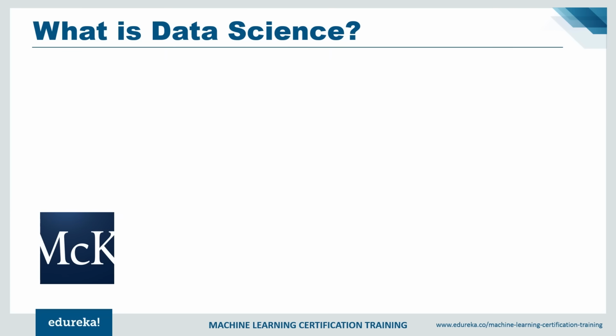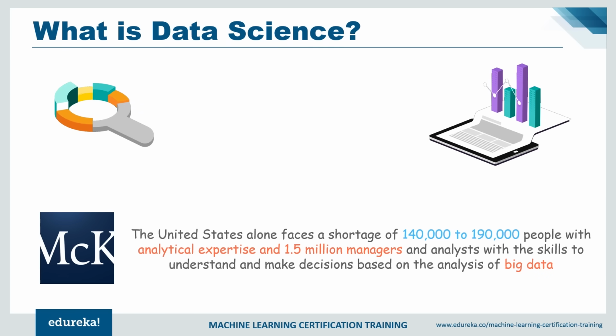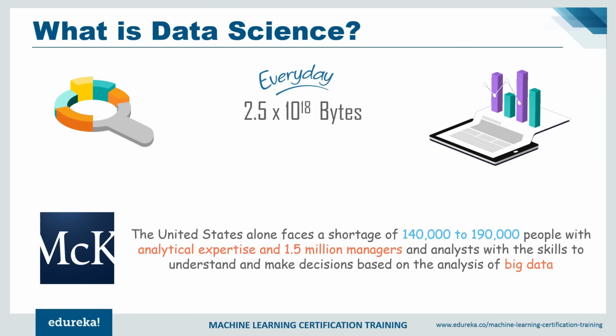So let me start with a few data points that were published in a McKinsey report. The report stated that the United States alone faces a shortage of 140,000 to 190,000 people with analytical expertise and 1.5 million managers and analysts with the skills to understand and make decisions based on the analysis of big data. Now pay attention to the words: with the skills to understand and make decisions based on the analysis of big data. The industry will require a lot of big data and machine learning experts and needs even more people who can make decisions based on the analysis even though they might not be experts on machine learning.